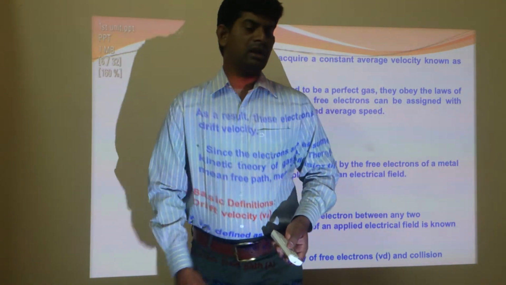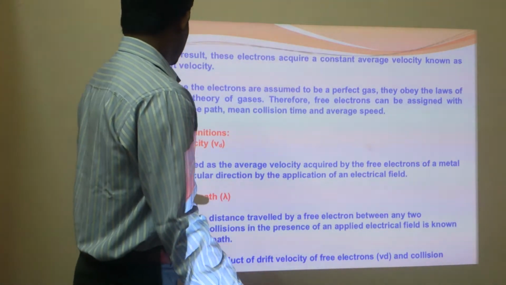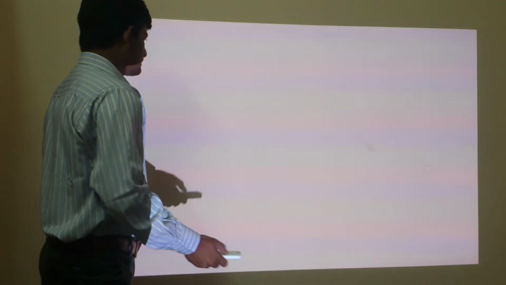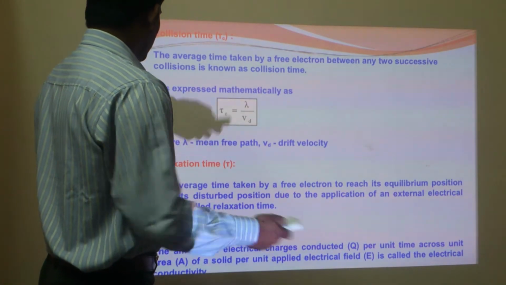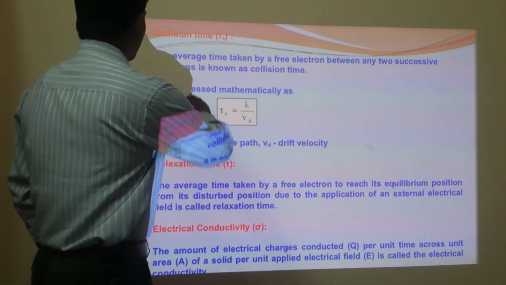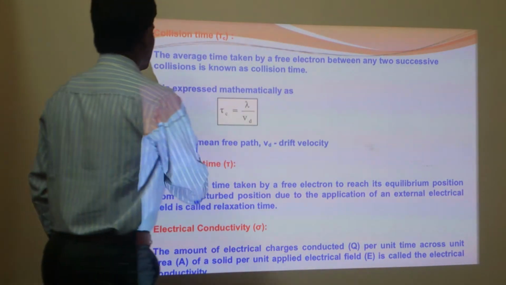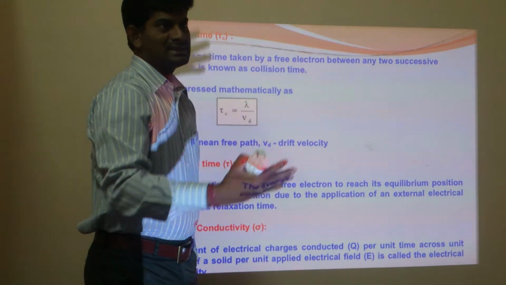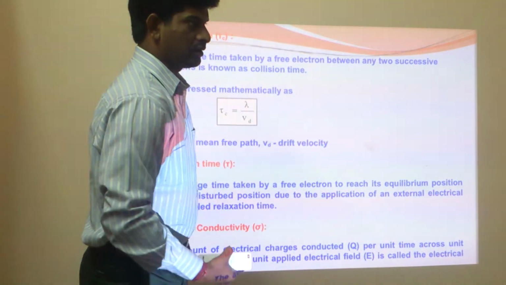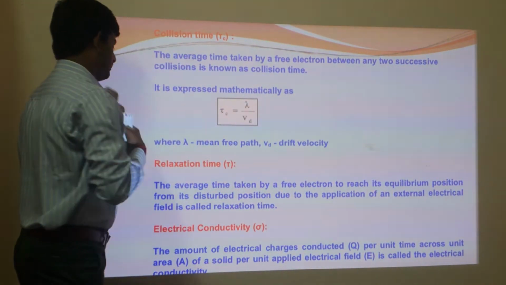Similarly, there is another definition, that is collision time. In mean free path we discussed the collision of electrons, and collision time is defined as the average time taken by a free electron between two successive collisions. So if it is the average distance traveled, that is mean free path. If it is the average time taken by the free electron, that is called collision time.